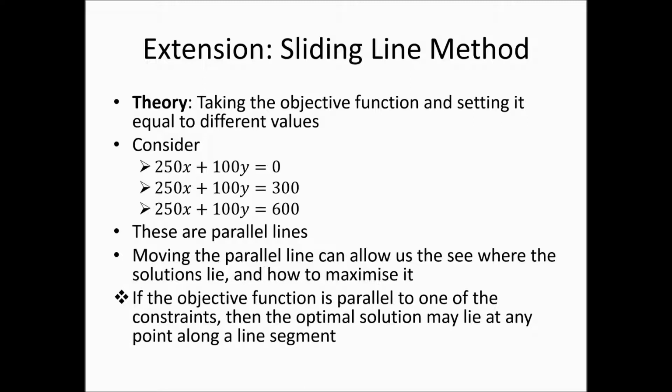Just a little extension though, there is another method. If you're thinking this is enough for now, you can pause the video, but you will see the occasional question on the exams that talk about this method here. The theory behind this method, which is called the sliding line method of finding an objective function, or finding the maximum value, is we have this objective function, so 250x plus 100y, and we set it equal to 0.